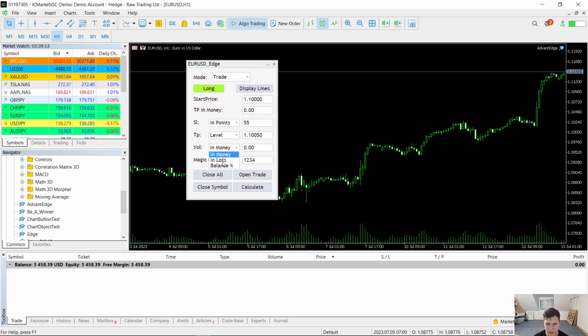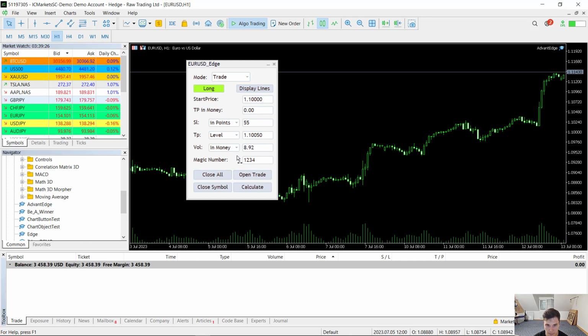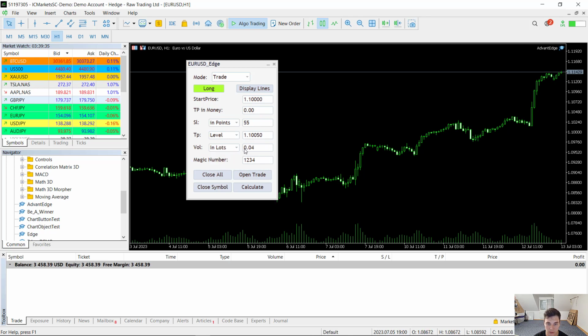I prefer and I advise any one of you using this software to use lots because that's what MetaTrader 4 and MetaTrader 5 calculates in. But you can also choose the money amount. So for example, if I'm saying that I want $10, it is going to round the number to a valid lot amount. This is 0.04 lots.